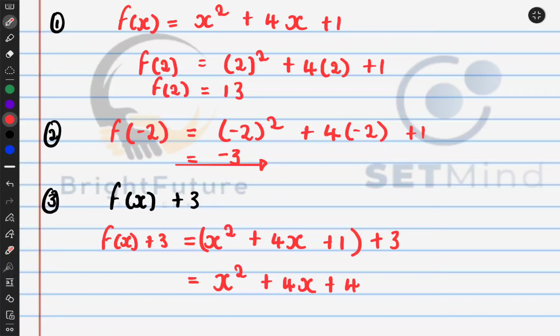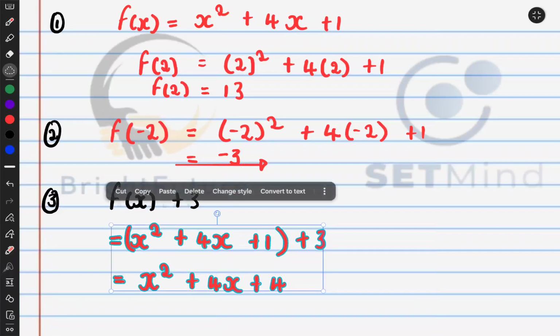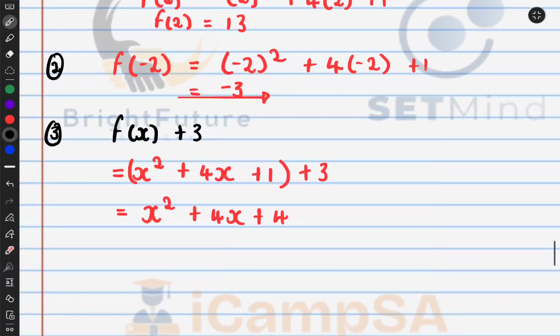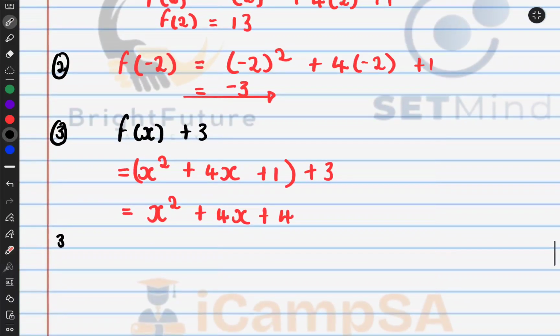Let me actually remove this because it can be a cause of confusion. When this is not equal to this, it's mathematically correct, because when we transpose, that 3 is going to be negative on the other side. So I'll just leave it like this. But that is how you go about answering that question.